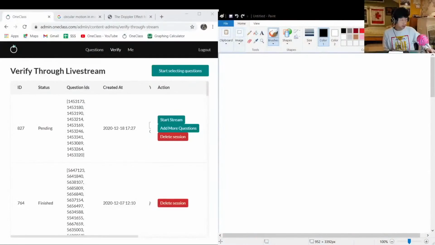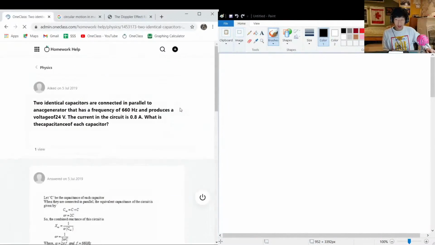Cool, so I'm going to switch over my screen real fast and we can start this physics experience. Cool, so let's get this party started.